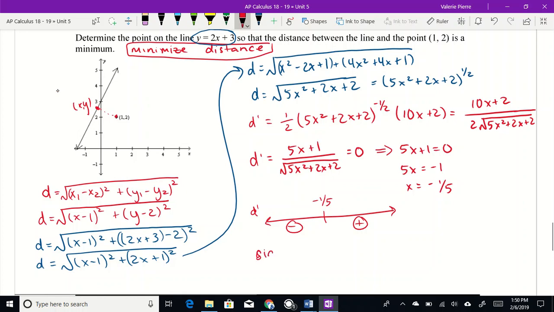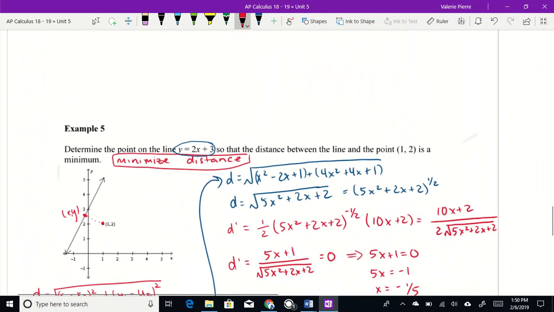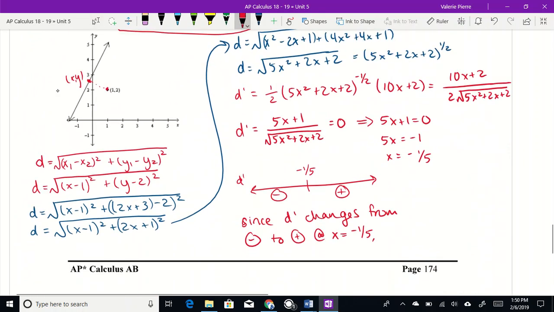So since d prime changes from negative to positive at x equals negative 1/5, distance is minimized.